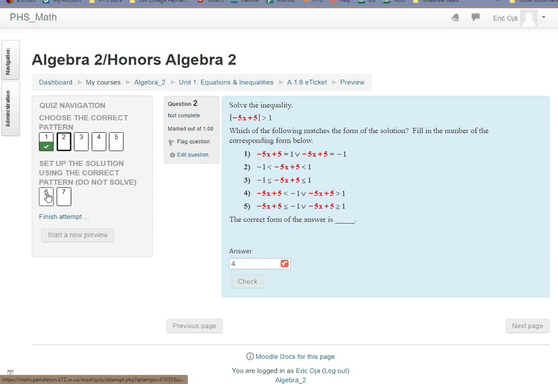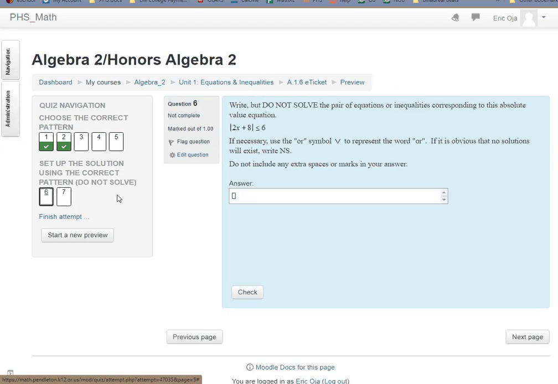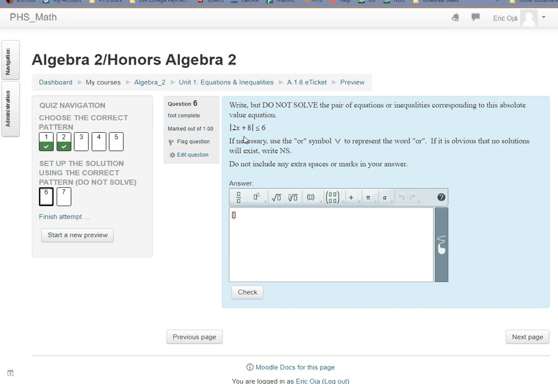How about the last 2? Let's look at these. So the last 2, they're asking you to not solve it, but just set it up. So in this case right here, I've got an absolute value of some stuff is less than or equal to 6. In range and or out of range or, which one is it? If it's an absolute value that's less than, so the distance is less than or equal to 6. What's that going to be?